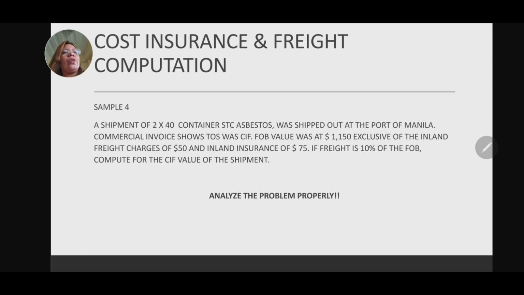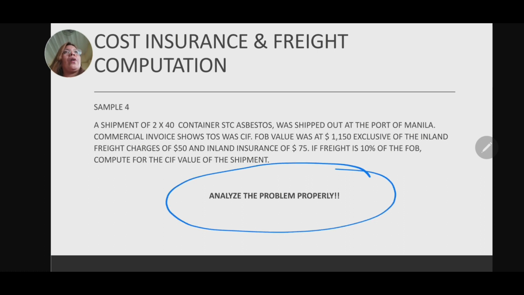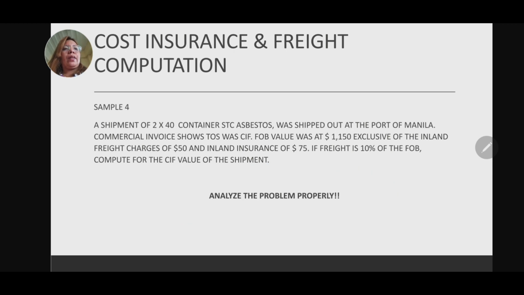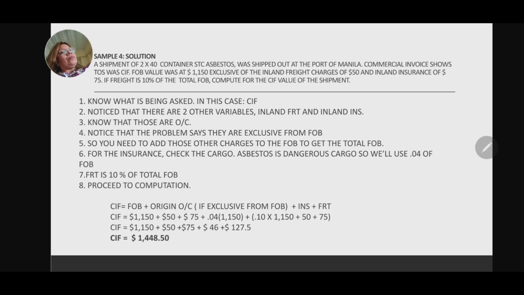So remember, always analyze the problem properly. Know the variables that are given, know the other information that have been discussed in the problem for you to be able to finally answer the problem properly. Okay, so let us now try to solve the problem. Again, number 1, know what is being asked. In this case, what is being asked is our CIF.